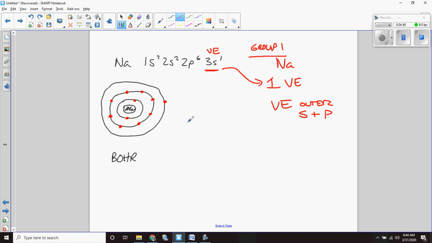Okay, good. So what happens when a nice atom like sodium comes in contact with a nonmetal atom like fluorine? Let me pause for a minute and draw fluorine.